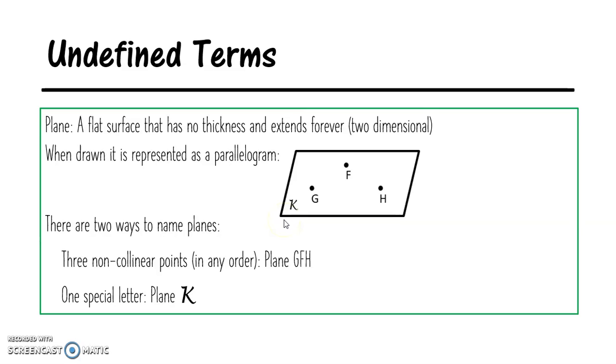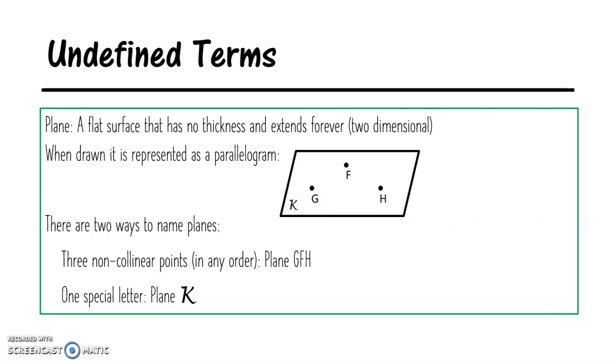So when I want to name this plane, I can pick any 3 what we call non-collinear points on that plane, and they can be given in any order. So in this case, I've named it as plane G, F, H. But you could have given those points in a different order and it would still work. And again, this word plane does not need to be capitalized. Now, if they give a letter in the corner like they did here, I can use that to name it, and I can call this plane K.